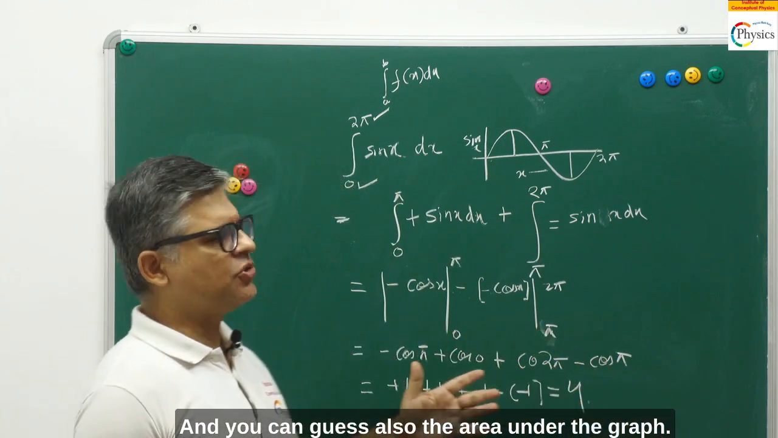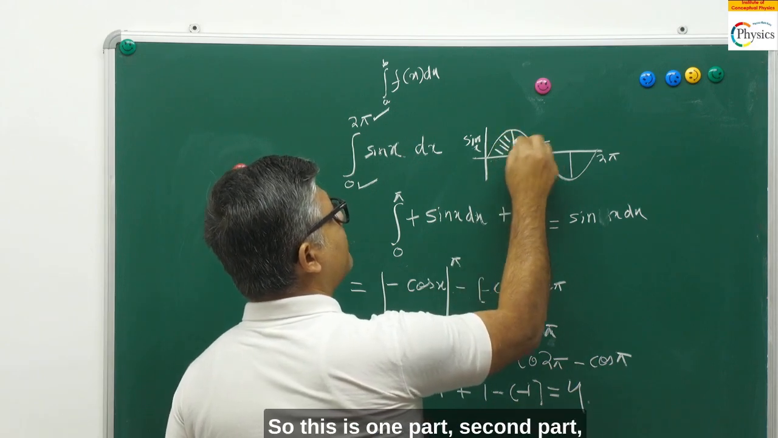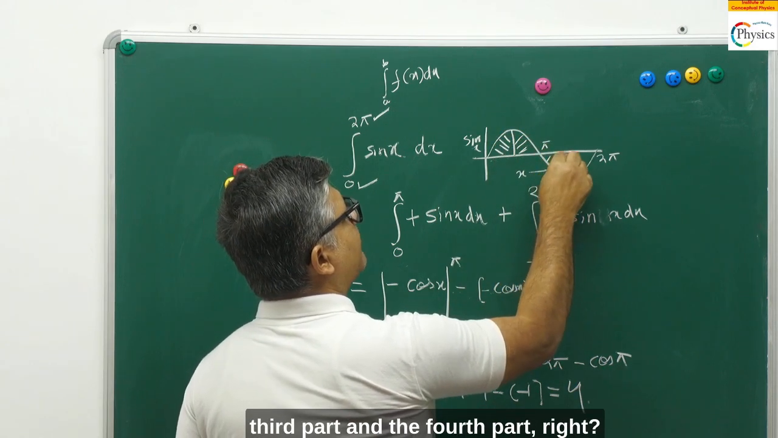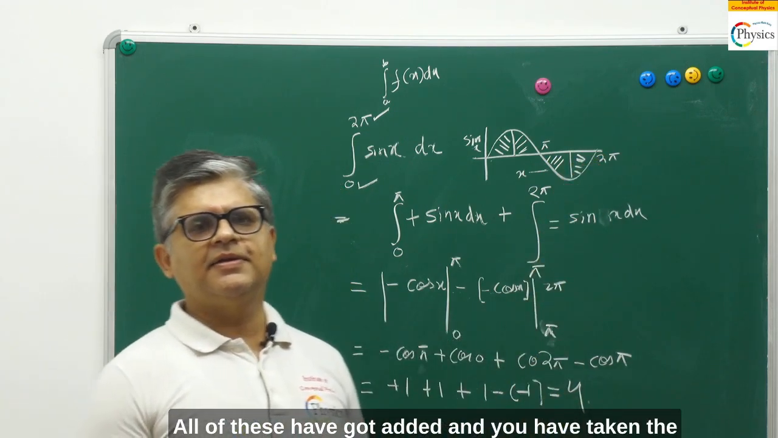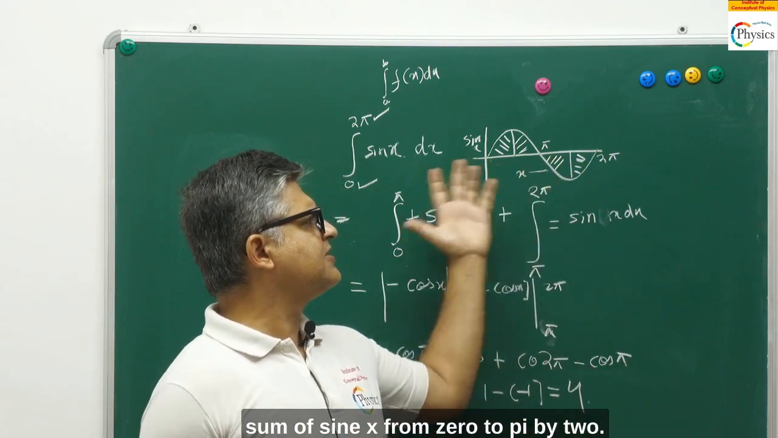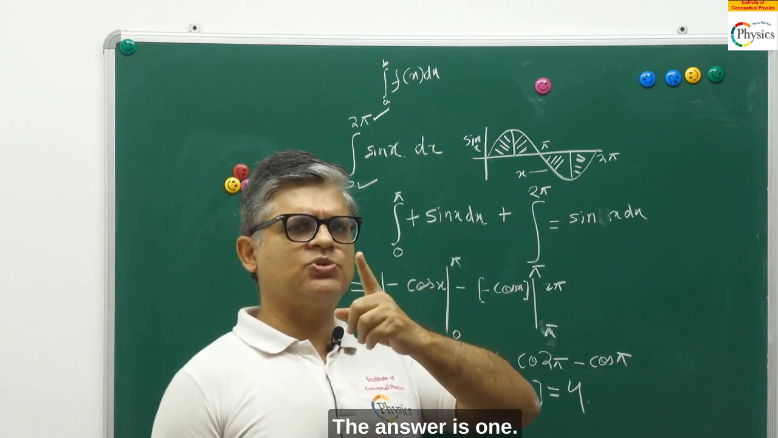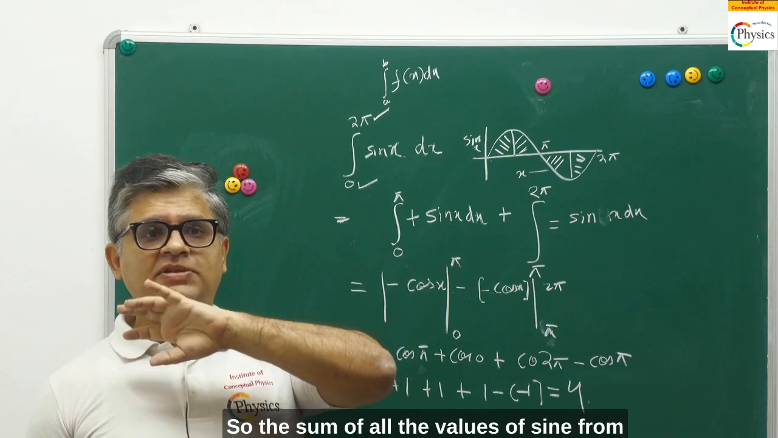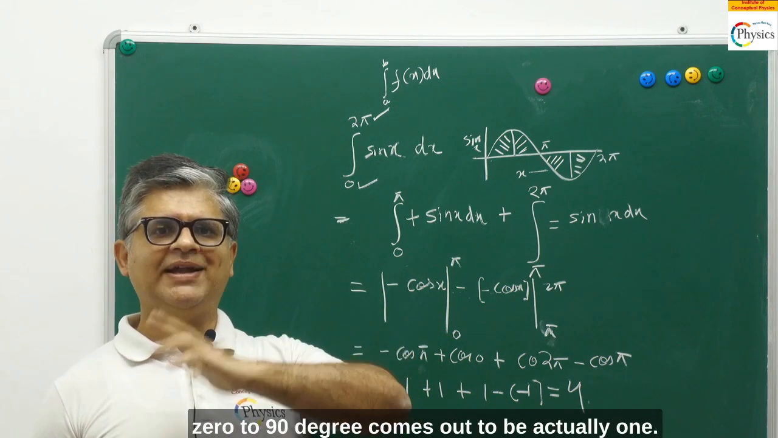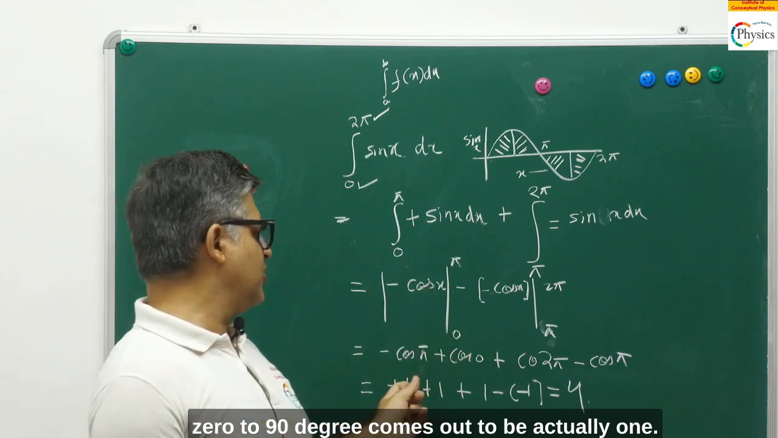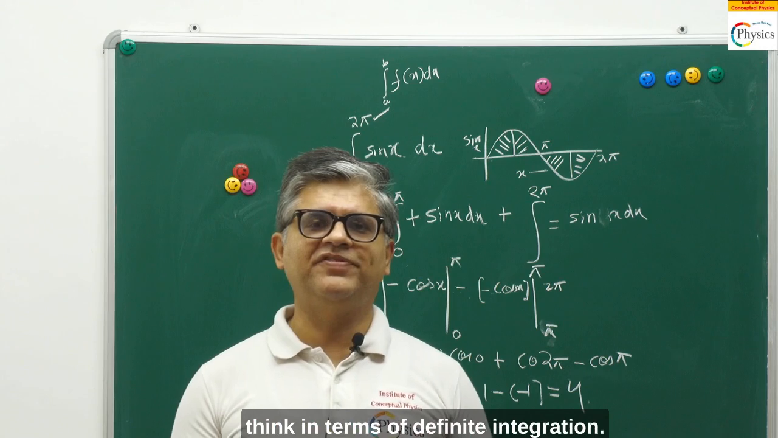And you can guess the area under the graph for each of these, right? So this is one part, second part, third part, and the fourth part, right? All of these have got added. And if you take the integral of sine x from 0 to pi by 2, the answer is 1. So the sum of all the values of sine from 0 to 90 degrees comes out to be actually 1. Okay, this is the way you need to think in terms of definite integration.